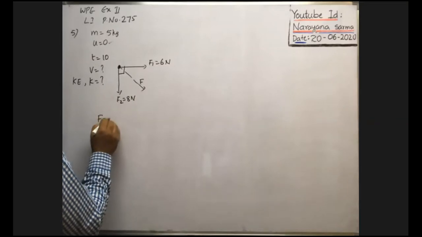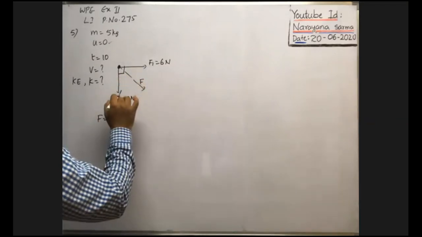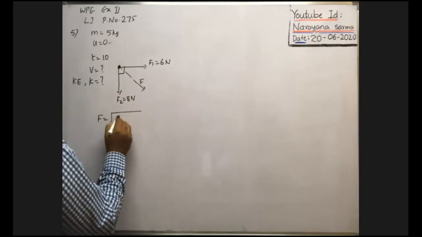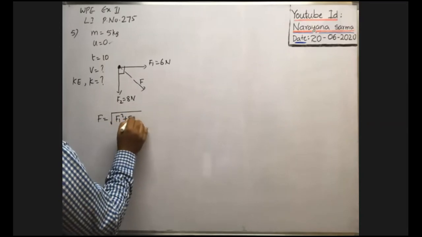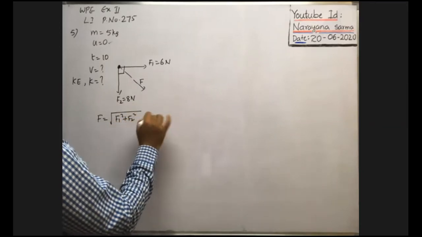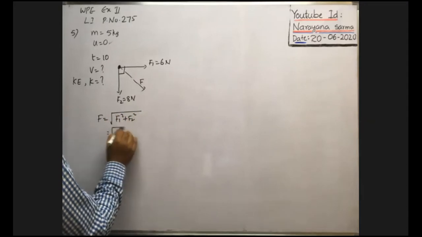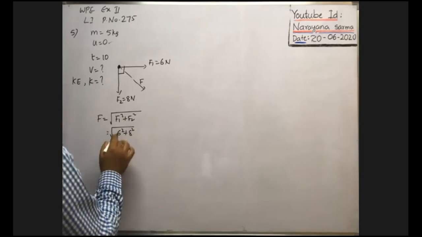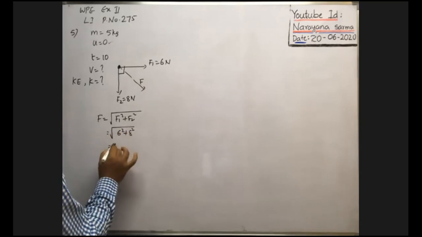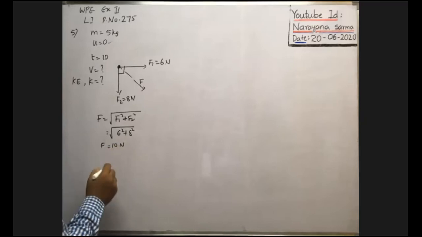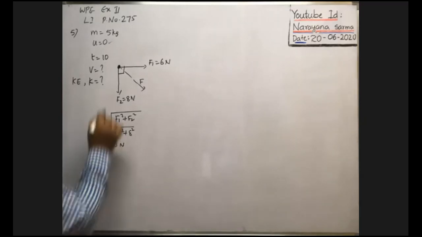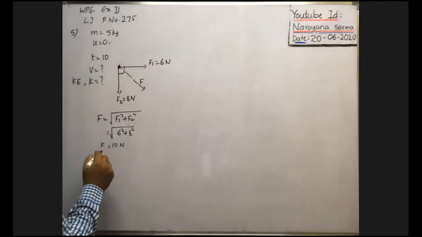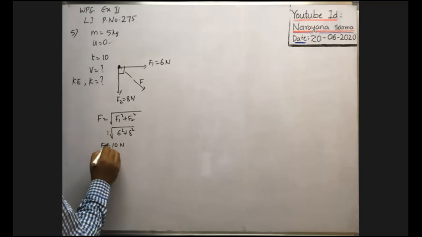As these two vector forces are perpendicular to each other, the resultant is equal to square root of F1 square plus F2 square plus 2 F1 F2 cos 90. Cos 90 is 0. So square root of 6 square plus 8 square, that is 36 plus 64, which means 100, equal to 10 Newton. Therefore, the resultant force is equal to 10 Newton. Therefore, what is the acceleration? Because if you know the acceleration, then we can find the velocity, then the kinetic energy can be calculated.